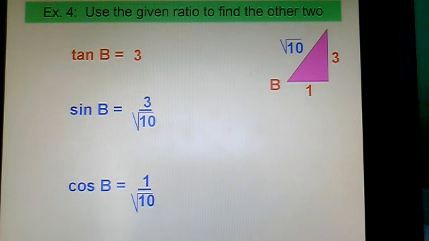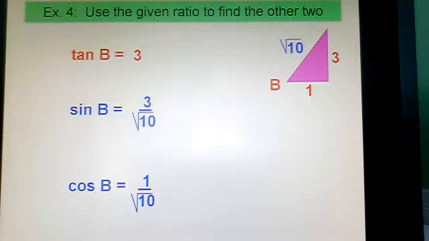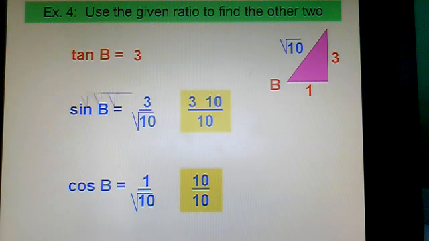And the same thing on the bottom one. Cosine of B would be your adjacent side divided by your hypotenuse. You'd never leave a radical in the denominator there. Multiply top and bottom by rad 10, and you get rad 10 over 10. So hopefully those answers sound good.